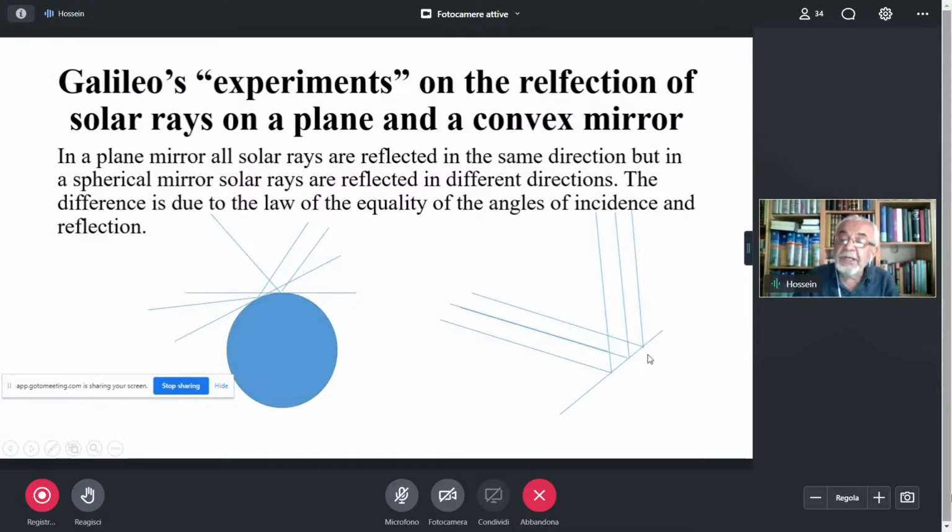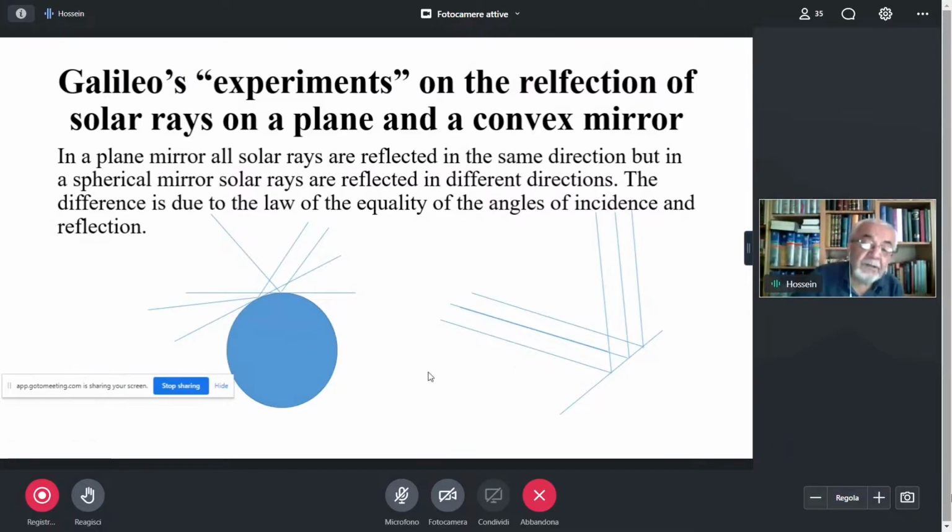Here, this line represents a plane mirror. These are light rays which were all parallel, and when they hit the mirror, they are reflected in the same direction. That is, the reflected light rays are also parallel.